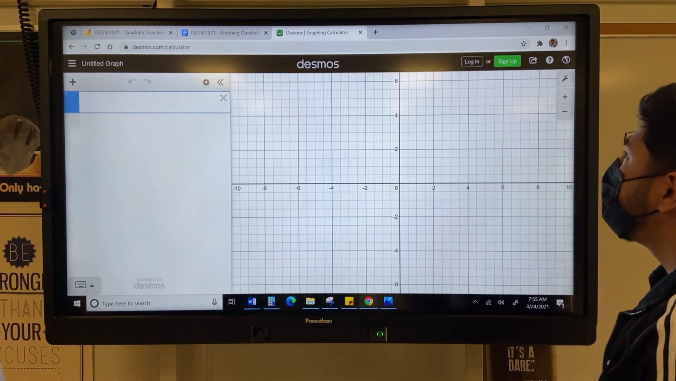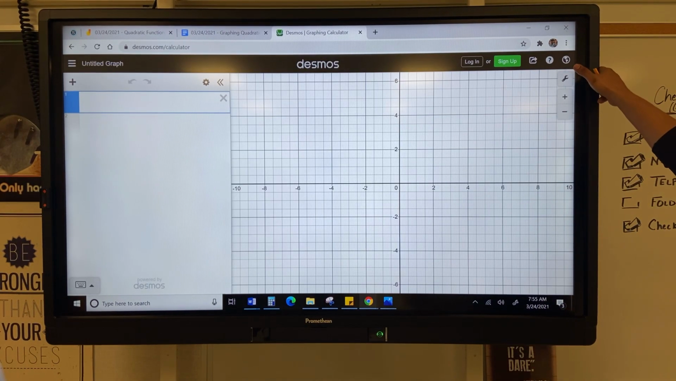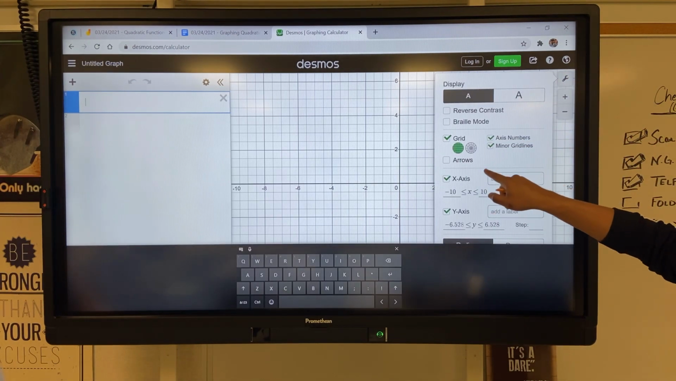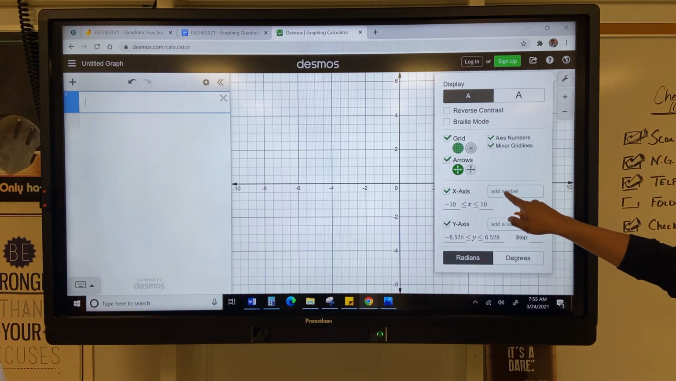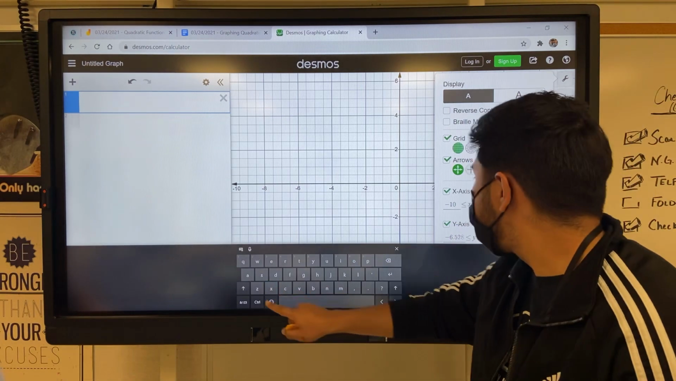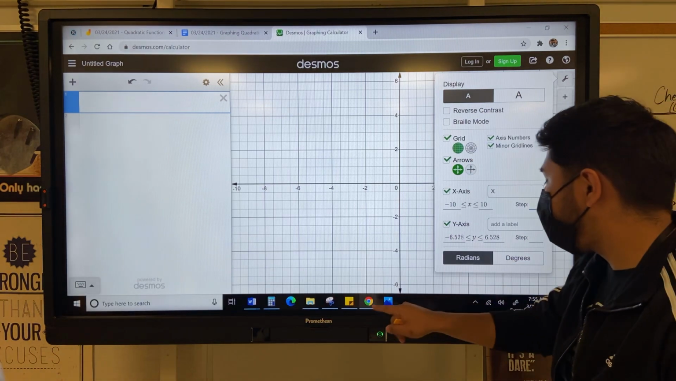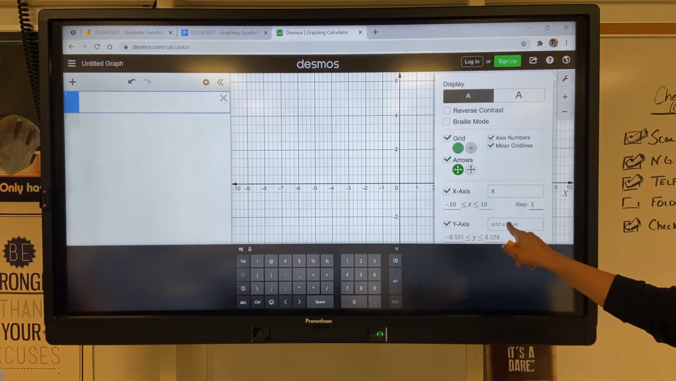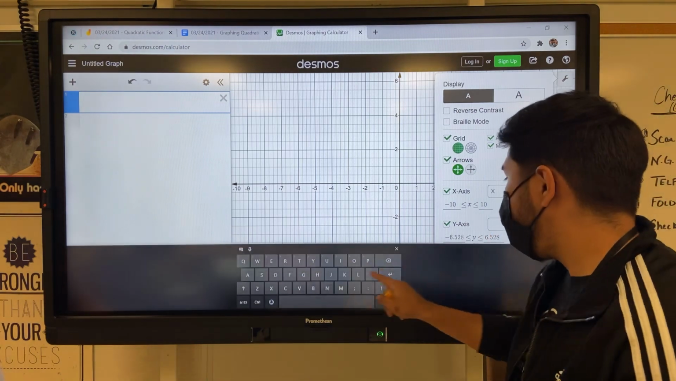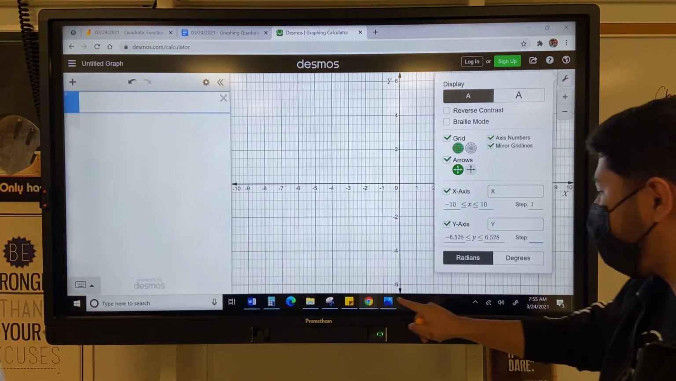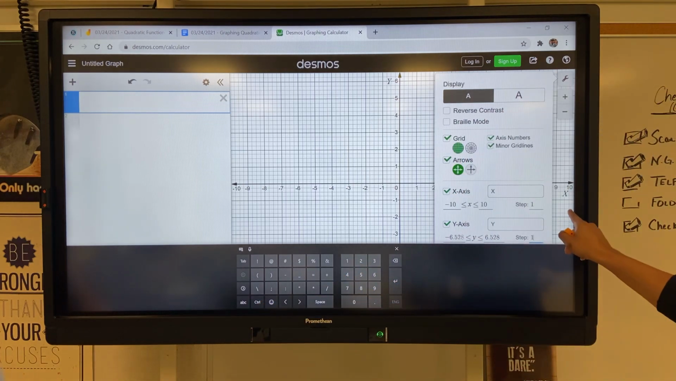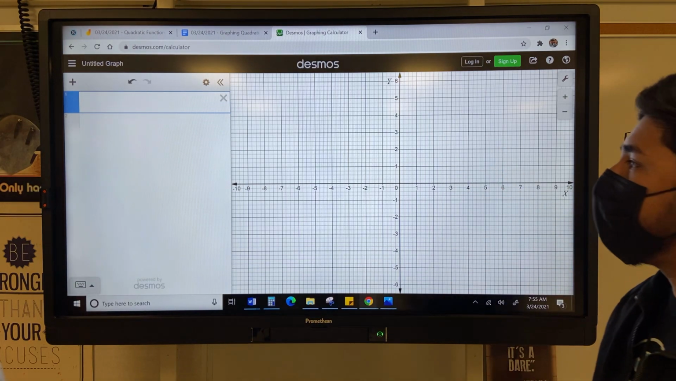Remember, there's a couple things you have to do before you start graphing. Click the little tool. Go to arrows. Right here, I didn't realize that we could put the X step 1, and the y-axis step 1. All right, and we have our graph set up.